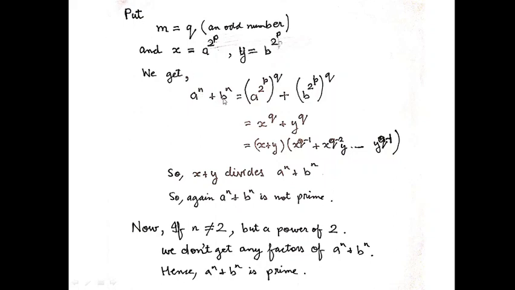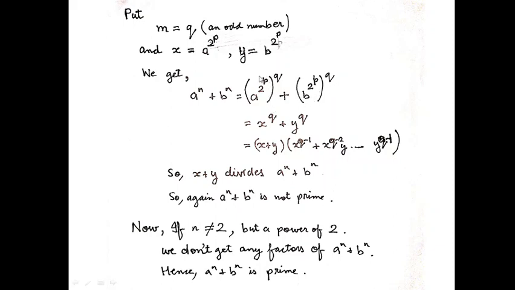We get a^n + b^n equals, n was 2^p into q, and so the same here, n was 2^p into q.